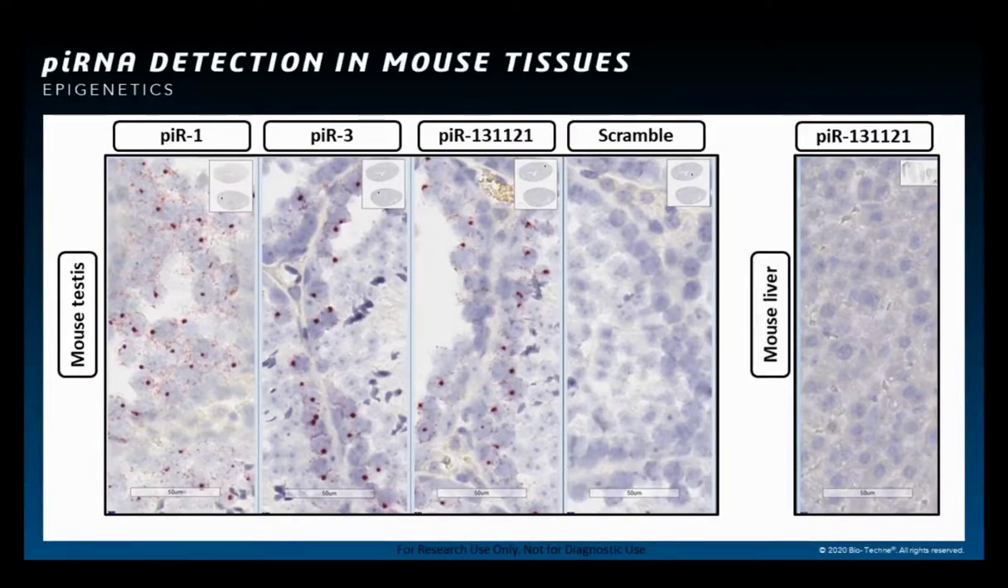Moreover, we looked into other somatic tissues. As I mentioned, these piRNAs are germline specific, so we wanted to determine the specificity of these probes. We're showing here the mouse liver, a somatic tissue, and we have negligible levels of Piwi detection as expected. Again, showing the specificity and the sensitivity of our miRNAscope assay.